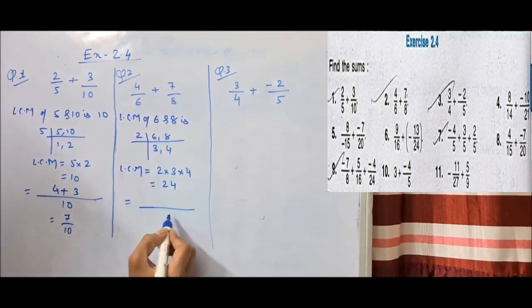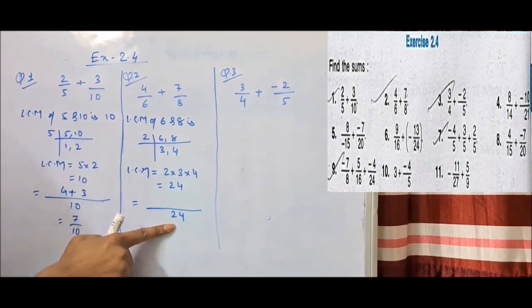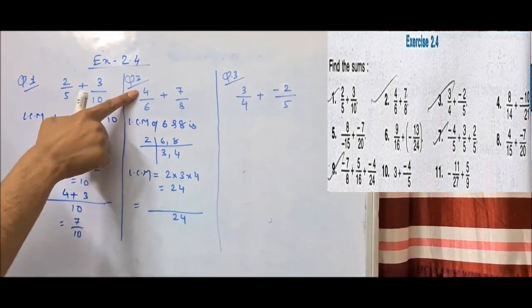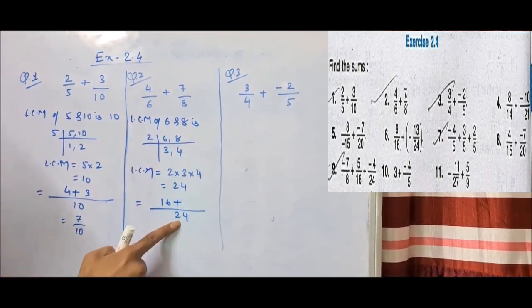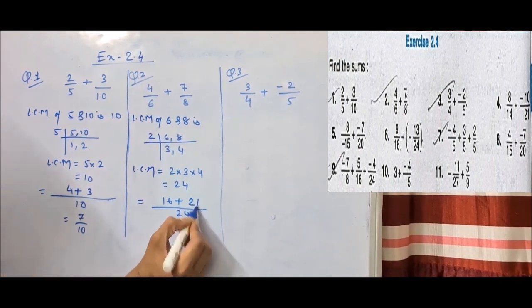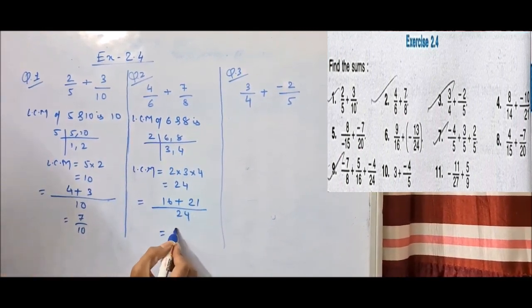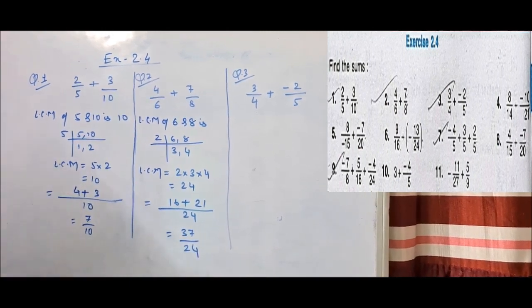So my next target is to make both the denominators 24. You can make 6 into 24 by multiplying it with 4, so the numerator also needs to be multiplied. 4 4s are 16 plus. Again this 8 has to be multiplied by 3 to make it 24. 7 3s are 21. So what is 16 plus 21? 37 by 24.